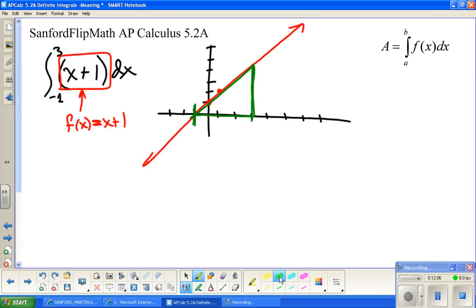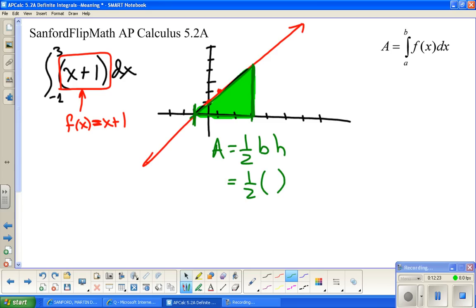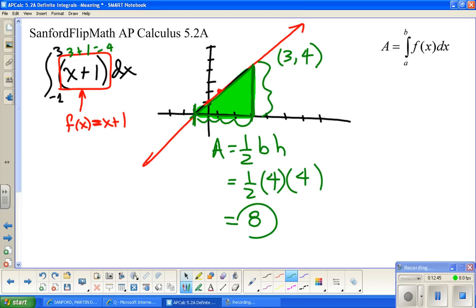Now, it's worth noting, and it's kind of obvious here, but just in case it wasn't, this is a triangle. So to do this integral, I'm going to do the area equals 1/2 base times height. The base of this thing happens to be 1, 2, 3, 4. And the height depends on what the y value is up here. This is at the ordered pair 3, and if I do 3 plus 1, that's 4, so 3, 4. So it looks like the height is also 4. So half of 4 is 2, 2 times 4 is 8.